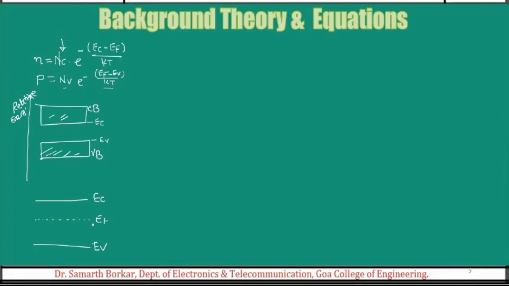In the case of an intrinsic semiconductor, the Fermi level lies right at the center. In the case of an extrinsic semiconductor, we have two types, n-type and p-type. If it is n-type, the Fermi level is going to shift towards Ec, and if it is p-type, it will shift towards Ev. This again we discussed in the last class.